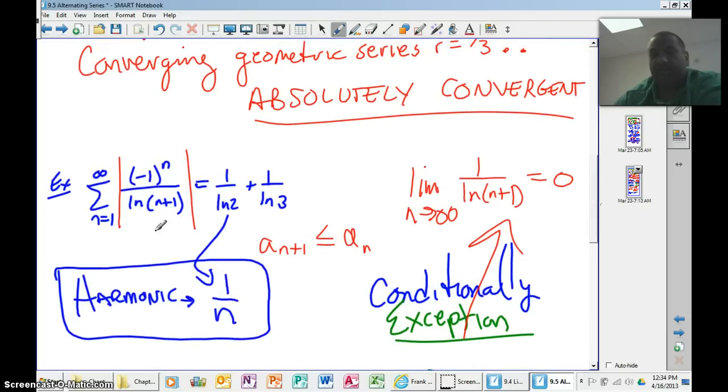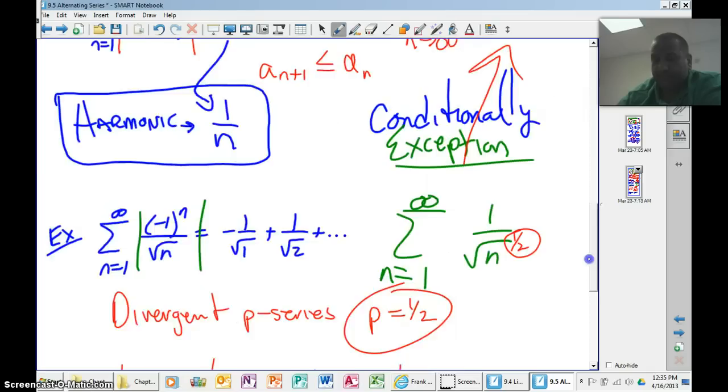This one, when I try the absolute value, I just get ln of 2, ln of 3. This is harmonic. It diverges. However, if you just look at this guy by alternating series test, it converges. So we call that conditional.